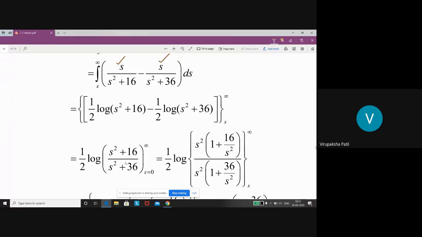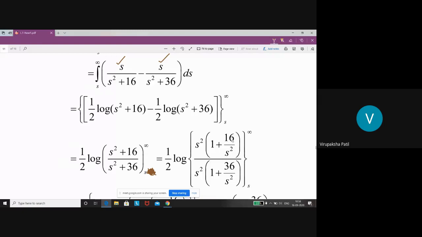Now s to infinity, sorry, this is not s is equal to 0. Make the correction there. It is s to infinity. By typing mistake, I have written it here. Please don't worry about this. Okay, this is s is equal to 0. Sorry, s to infinity.